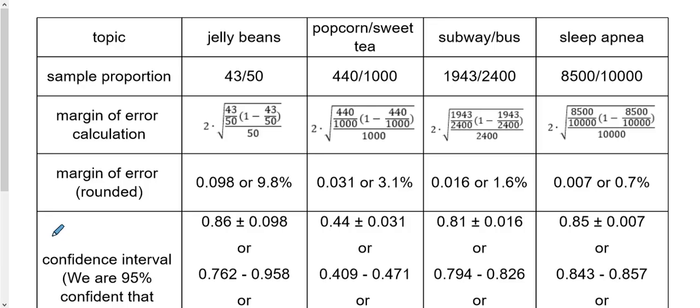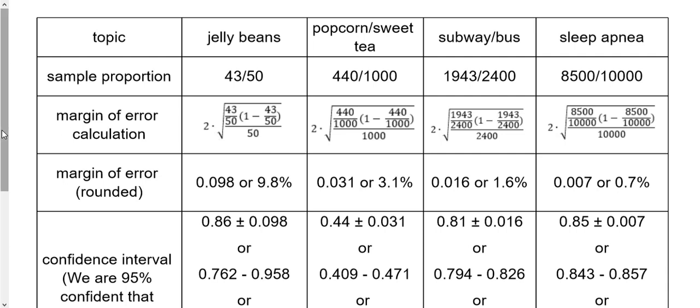So let's see how these are all related to each other. I kind of put all these together into a little table. I think it's really helpful to look at this table. I want you to notice something about this. So here's the last jelly beans question we had, the popcorn and sweet tea at the football game, the subway and bus in New York, and the sleep apnea question. This is the original sample proportion that we got for each one, 43 out of 50, 440 out of 1,000, and so on. This is the margin of error calculation that we did each time. I want you to look at these margins of error: 9.8%, 3.1%, 1.6%, and 0.7%. Take a look at that.